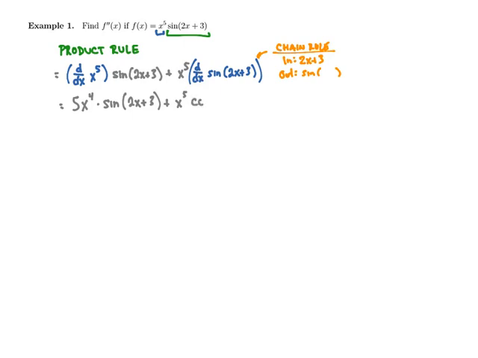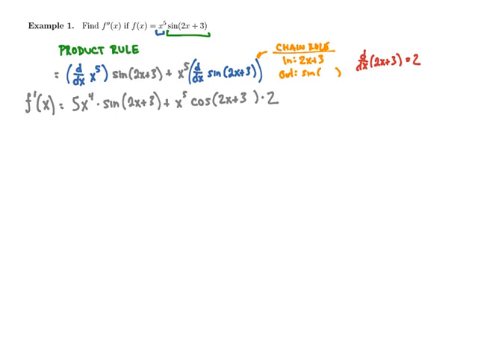is going to be cosine of, we're going to leave the inside alone, so cosine of 2x plus 3. And then I'm going to multiply by the derivative of the inside function, which is just going to be the 2. So 2 times cosine of 2x plus 3 is the derivative of sine of 2x plus 3 using the chain rule. And this is our first derivative, f prime.